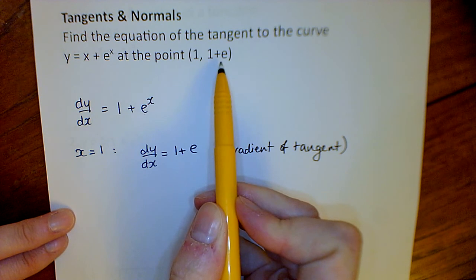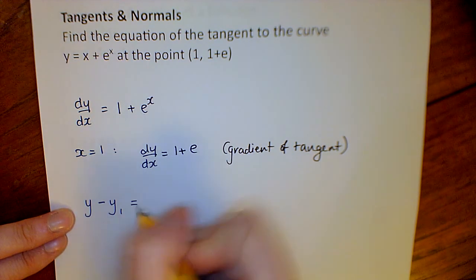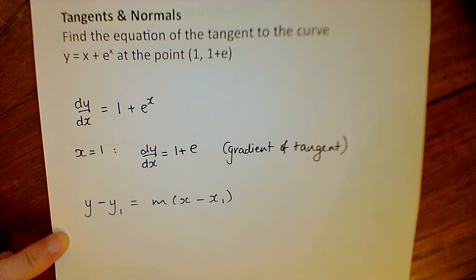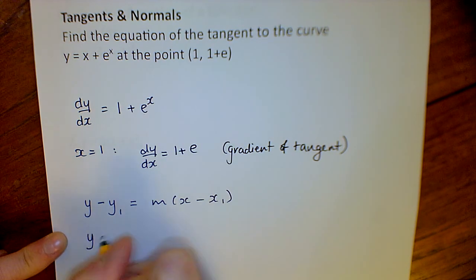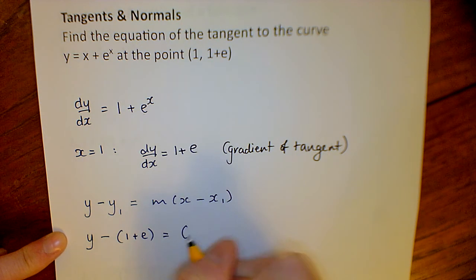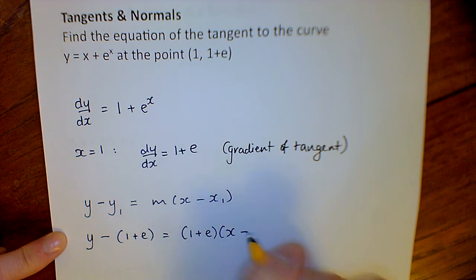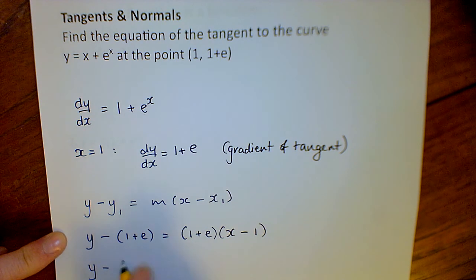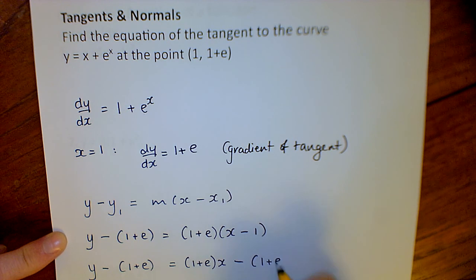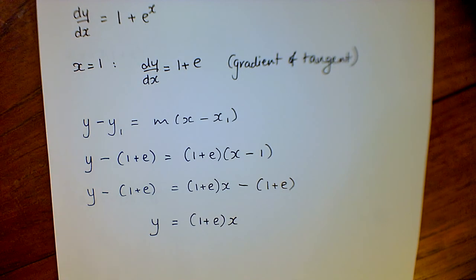And we've got the x value and the y value, so now we use y minus y1 equals m upon x minus x1 to find the equation of the tangent. So y minus 1 plus e equals our gradient 1 plus e upon x minus 1. So multiply out the bracket. We get y minus 1 plus e equals 1 plus e x minus 1 plus e. And you can see if you take this across, they'll just cancel each other out. So y equals 1 plus e x, and that's the equation of our tangent.